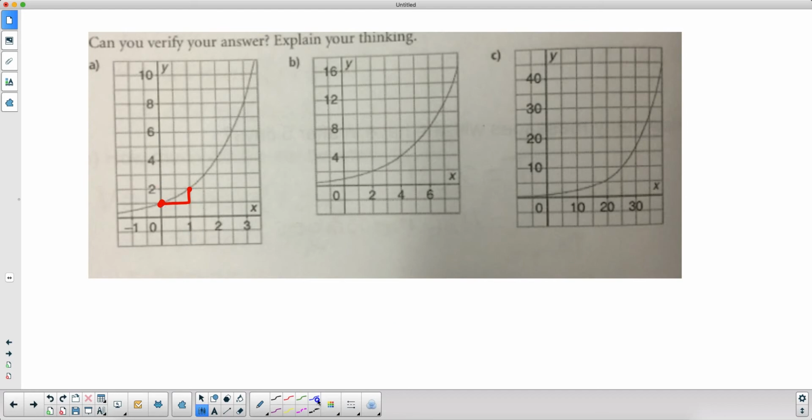Now I'm going to change colors here because I'm going to show you that that works for the whole curve. Because let's say we want to go from 2, here's 2 on the graph. When we double 2, we get 4. So go up to 4 and find that spot on the graph, and you'll see that the doubling time is exactly the same. It took 1 unit over.